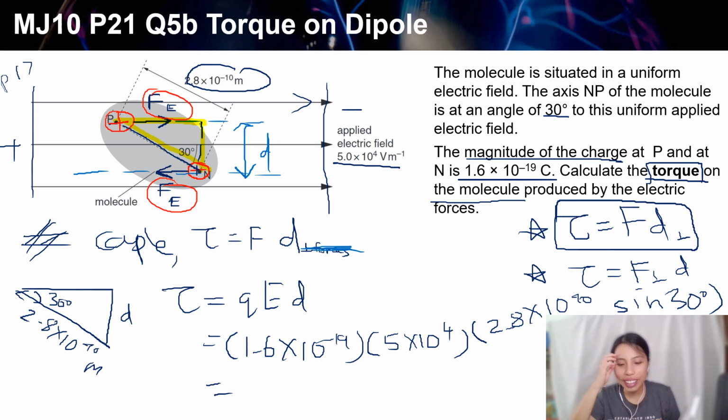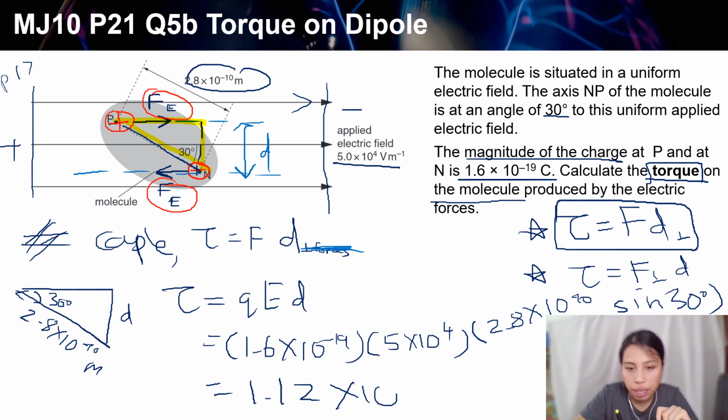Now let's put in all our calculations together. Many moments later, pressing calculators, you should get a torque of about 1.12 times 10 to the negative 24 Newton meter. Wow. Okay, many steps to this question.